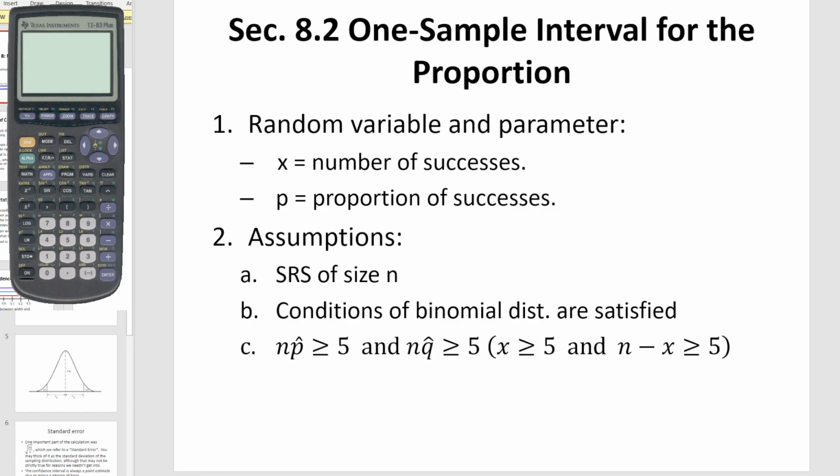In reality, this isn't really true since the correct assumption deals with p. But in a confidence interval, we don't know p, so we have to use p hat. We really just have to show that x is greater than or equal to 5 and n minus x is greater than or equal to 5.